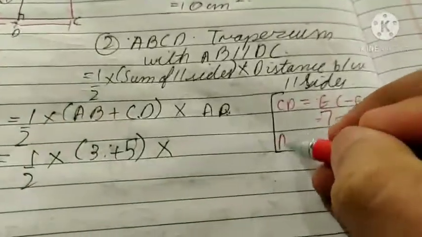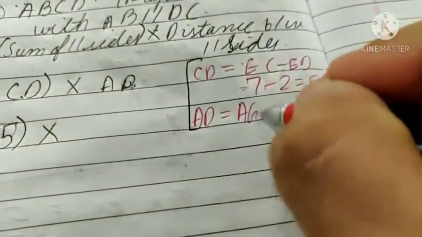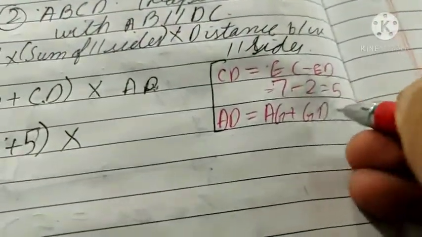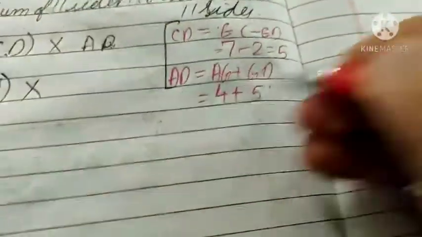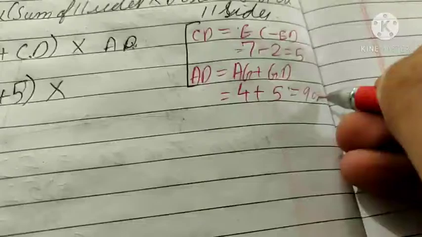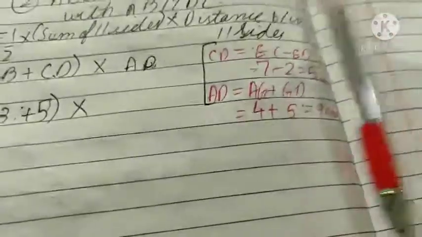What was AD? AD is, as I have told you, AG plus GD. So AG here was 4 and GD here is 5. So this is 9 centimeters.